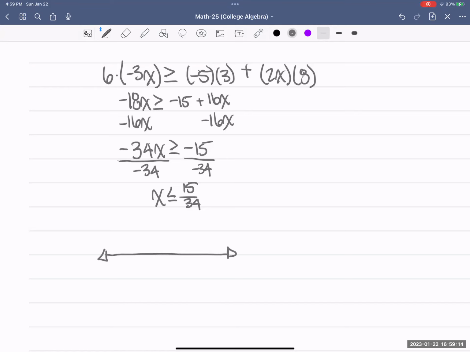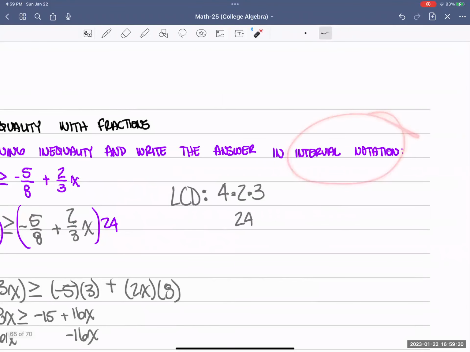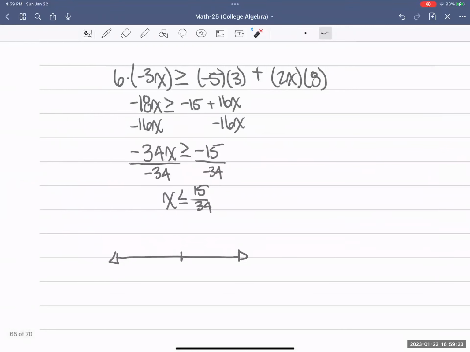Let's throw this on a number line to see what our solution is in interval notation, because they did ask for interval notation up here. So positive 15 over 34. x is less than or equal to 15 over 34, so we're looking at values that are smaller. So we're going to move over here to the left side. Less than or equal to indicates a closed circle, so we're going to close that up.